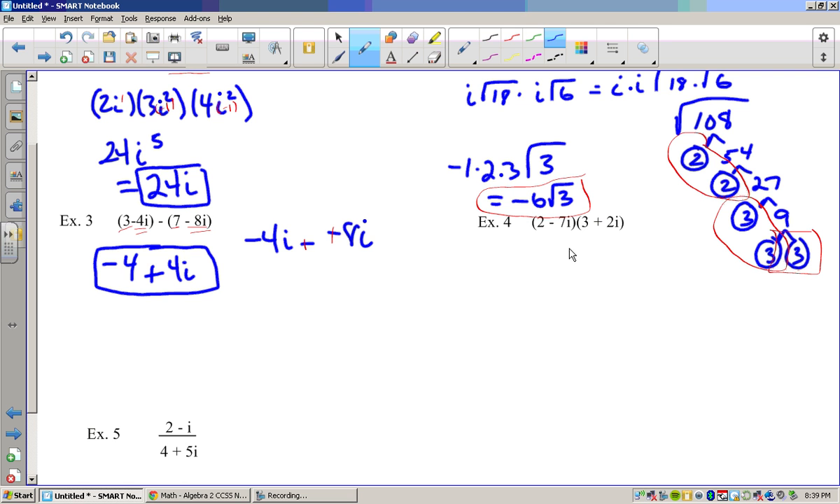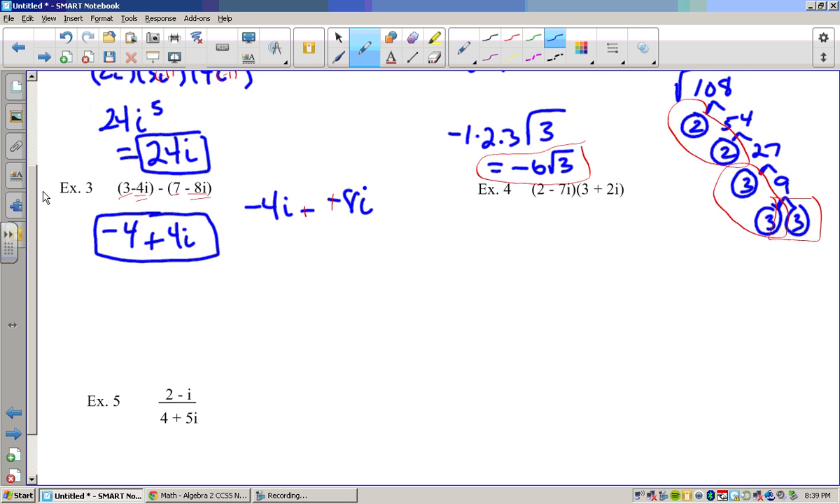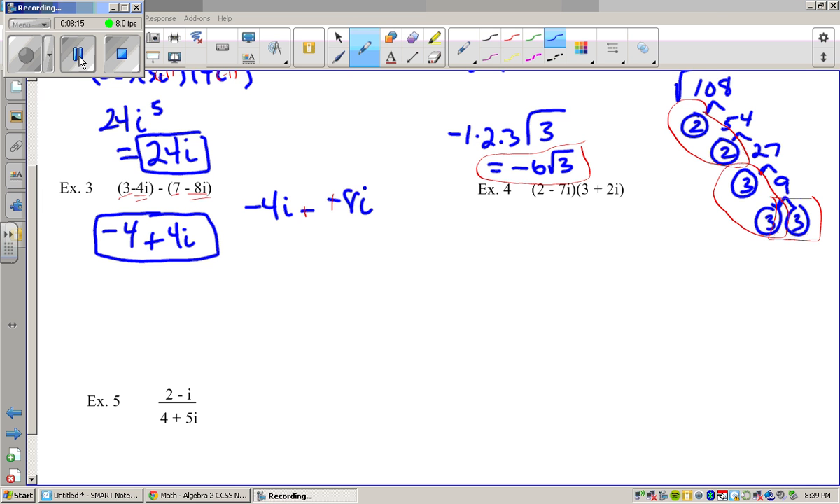Now, multiplying is not too much more difficult, but we have to be a little more organized as we go through and do this. So we'll get that in a second here.